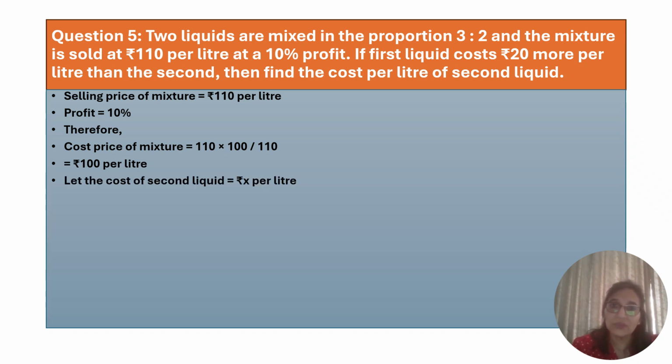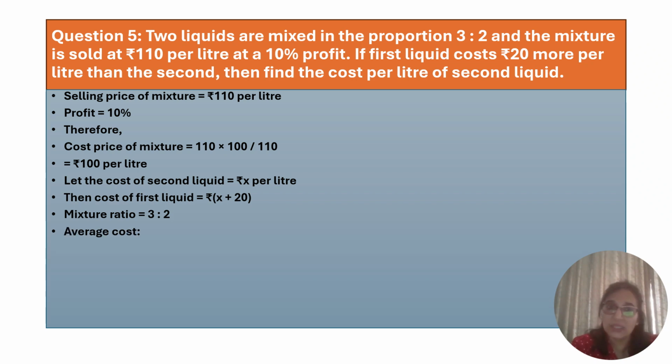Now here if you see, we need to find the cost per litre. So the cost of the second liquid we are not aware of, so we can take it as rupees X per litre. So the cost of the first liquid becomes X plus 20. Mixture ratio, that is given 3:2.